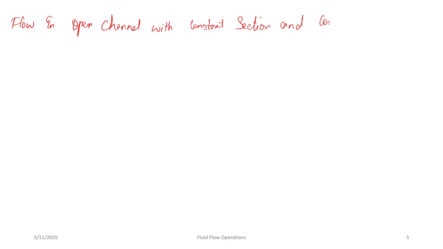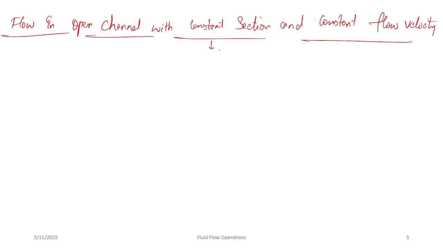So let's look at flow in an open channel with constant cross section and also constant flow velocity. Constant section indicates that the cross section area of the canal or water channel is constant, and the water inside the canal is also flowing with a constant velocity. In an open channel, the flowing water always has a free surface, open to the atmosphere, and it flows with the help of gravity.